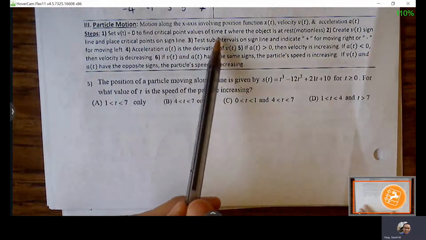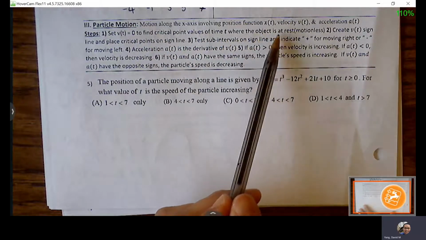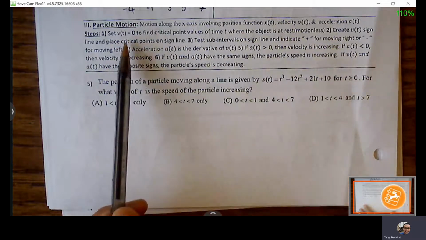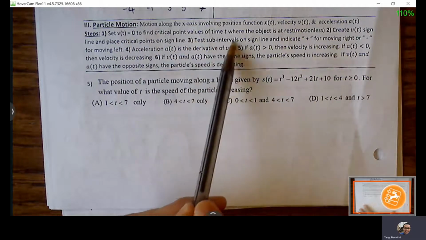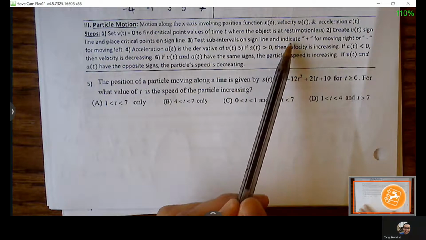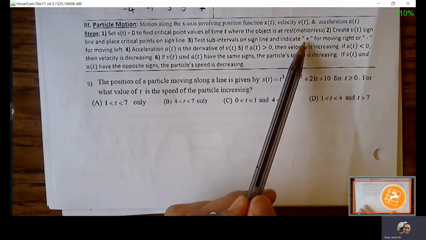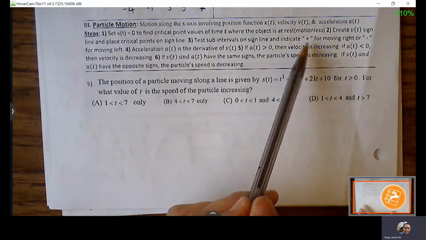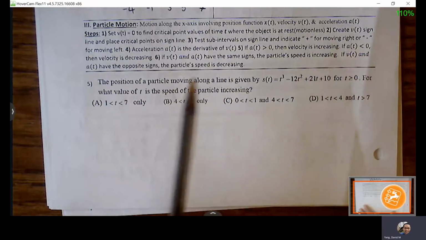We'll find critical point values of time t where the object is at rest or motionless. We'll create a velocity sign line and place critical points onto our sign line. We'll test each subinterval and indicate that if we get a positive velocity, the object is moving right in that interval. If we get a negative velocity, it's moving left.